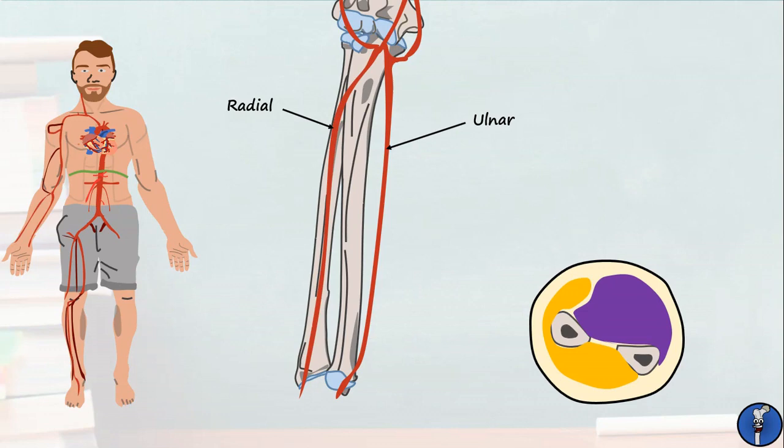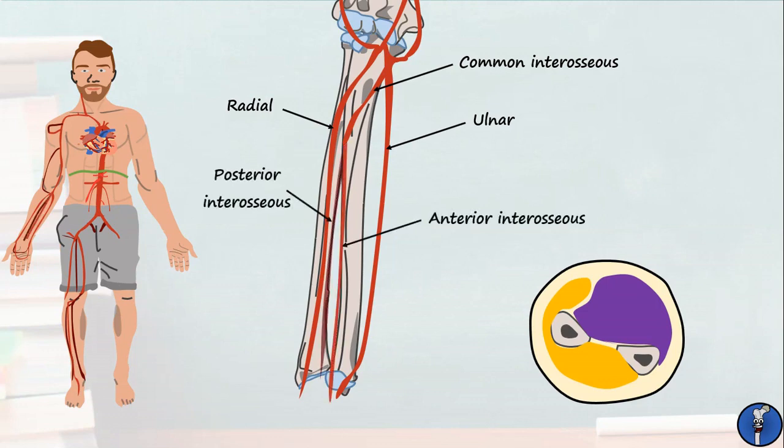This mostly helps to supply blood to the posterior compartment. Eventually, the radial and ulnar arteries join in the hand to produce the deep and superficial palmar arches. From the ulnar artery comes the common interosseous, which branches into anterior and posterior divisions. These sit either side of the interosseous membrane, which is between the ulna and radius, and again mostly supply the posterior compartment.